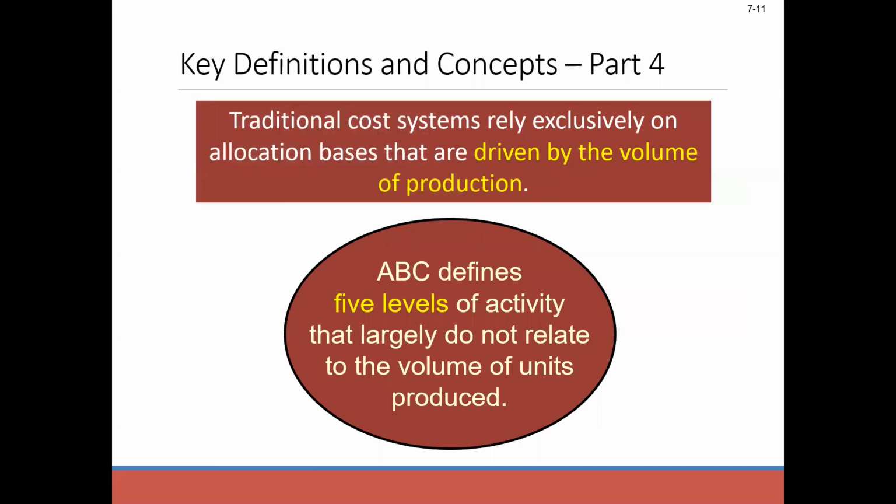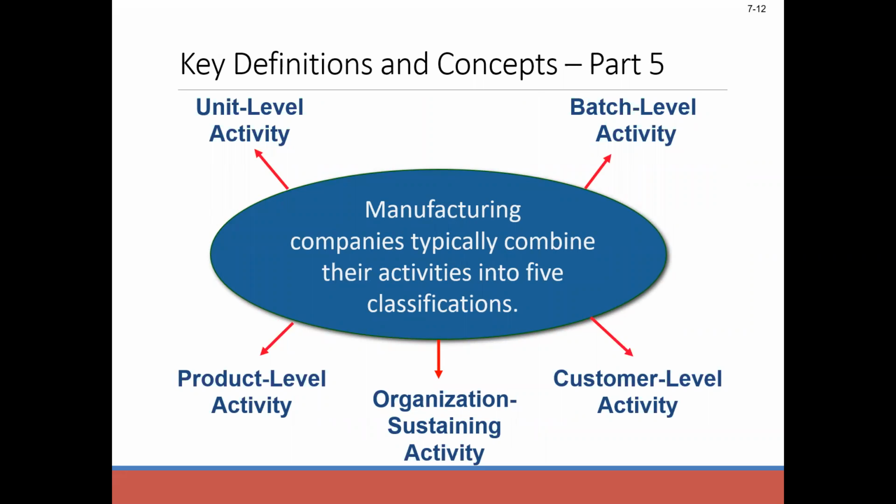With a traditional cost system, they rely on allocation bases that are driven by the volume of production. But with ABC, we're going to look at 5 levels of activity that really don't relate to the volume of units being produced. We're going to look at unit level activity, batch level activity, customer levels of activity, organization sustaining activity, and product level activities. These are the 5 classifications that are going to be broken down.